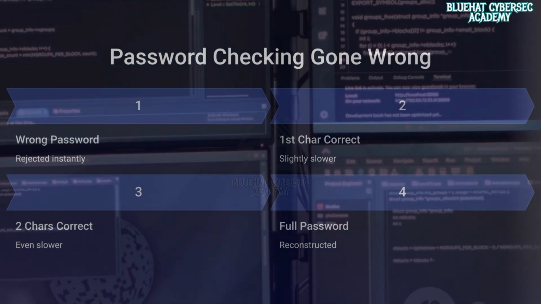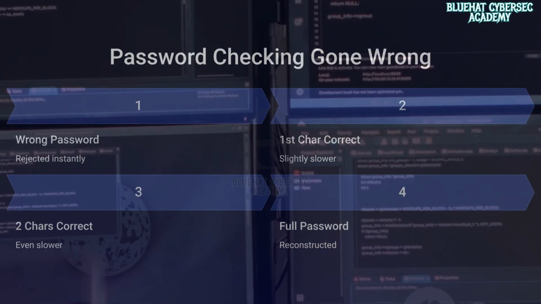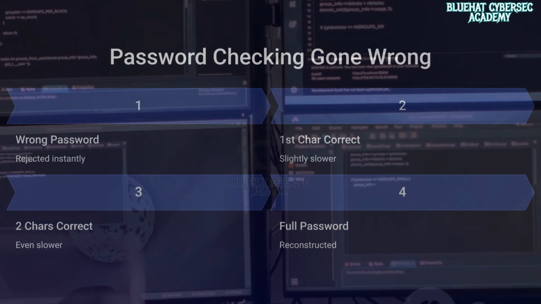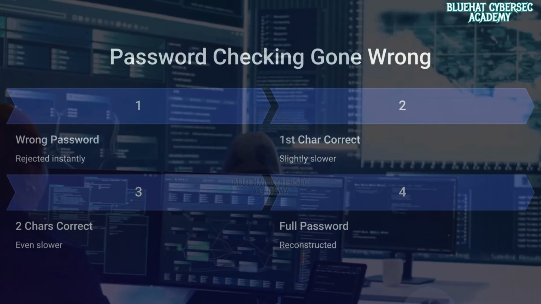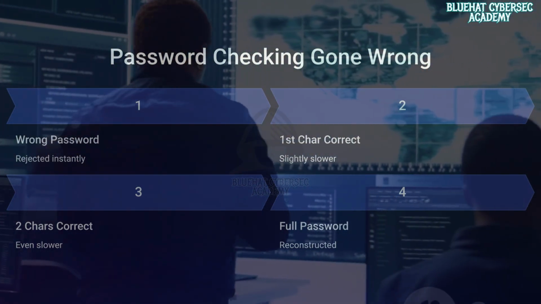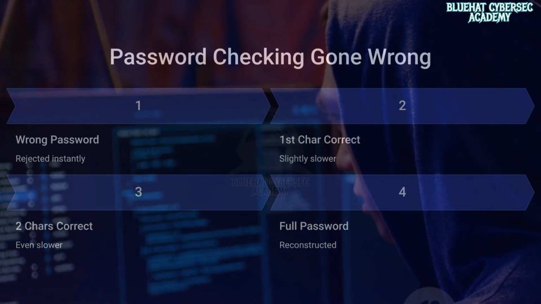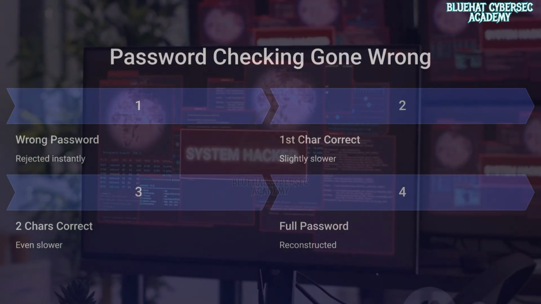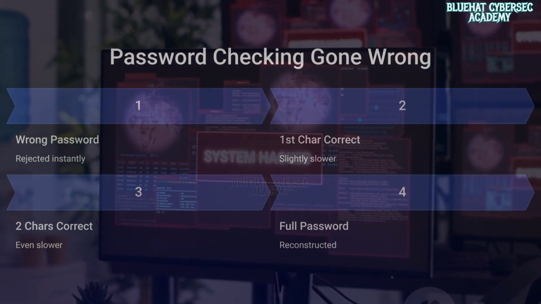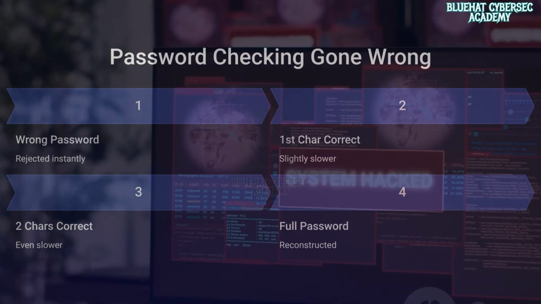A timing attack is a type of side-channel attack where an attacker measures how long a system takes to perform certain operations and uses that information to infer secrets. Instead of directly attacking data, the attacker observes how the system behaves while processing that data. Let's simplify the idea. If an application responds faster for incorrect input and responds slightly slower for partially correct input, then an attacker can gradually guess the correct value one piece at a time.